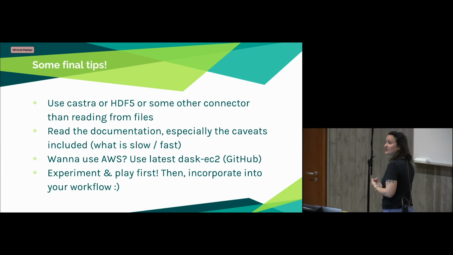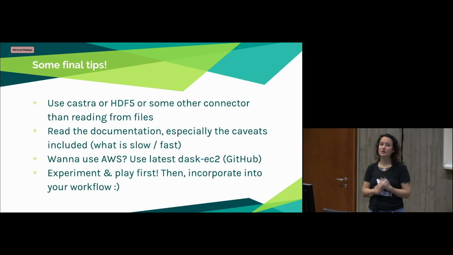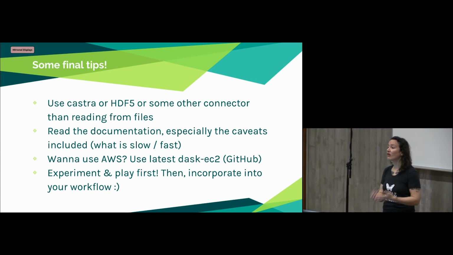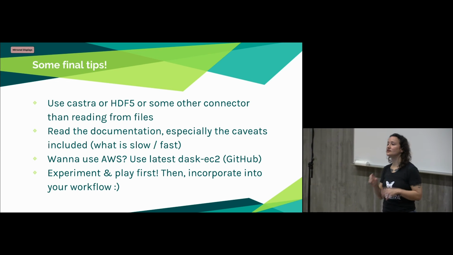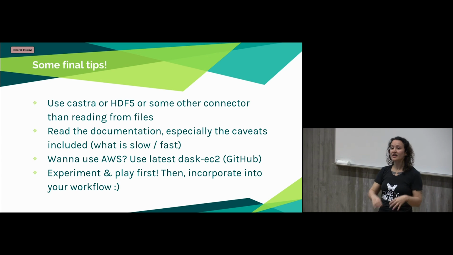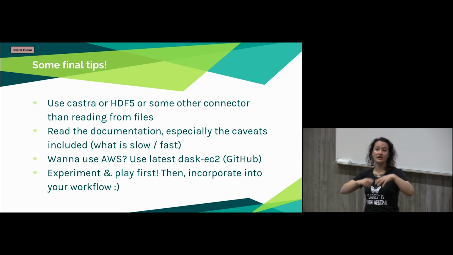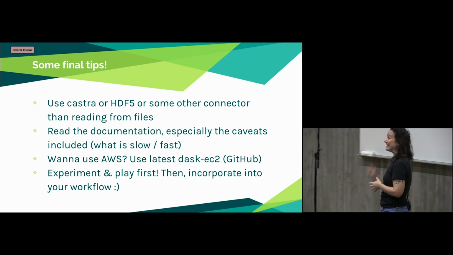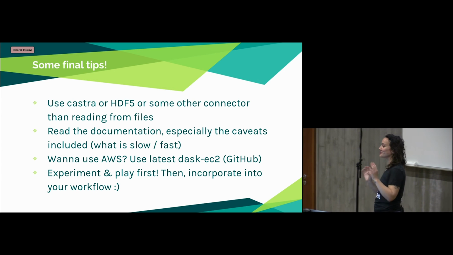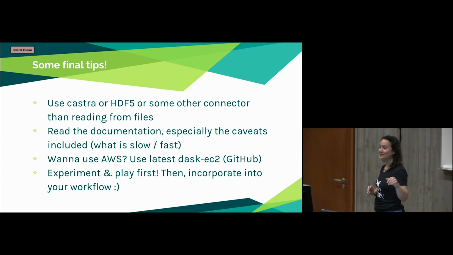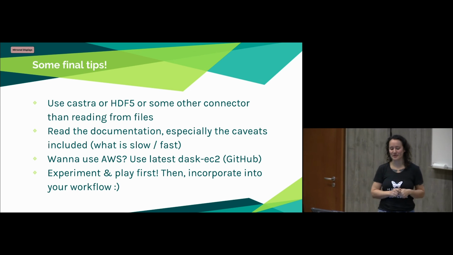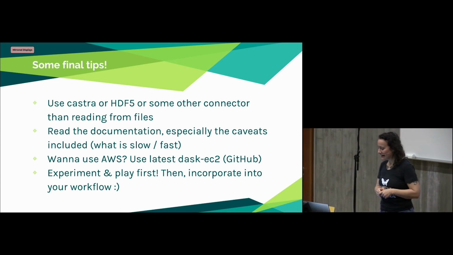Read through the documentation. It's actually really well written, and it has a lot of use cases in there, so you might get some ideas. If you want to use AWS, or if you're already using AWS, Dask EC2 allows you to have one line to start up a cluster and then distribute your work across that, which is really fun. Use the GitHub latest everything. Don't install Dask EC2 from pip, because they're constantly fixing bugs, so I want you to have the best experience.